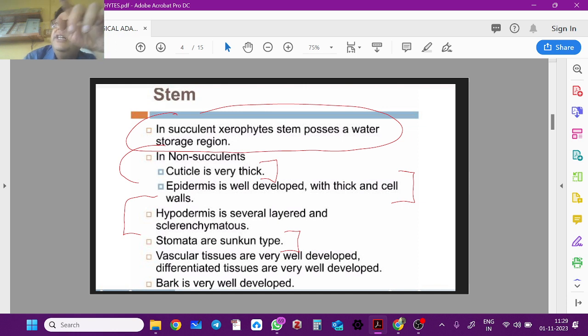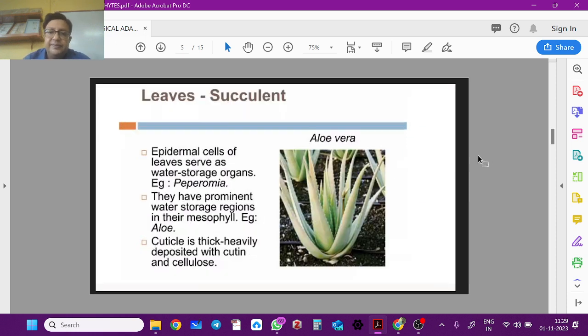And the vascular tissues are very well developed. Vascular tissues are well developed, and the differentiated tissues are also well developed. What are the vascular tissues? Xylem and phloem are the vascular tissues. And the other tissues which are there. The outer skin is well developed in non-succulents.